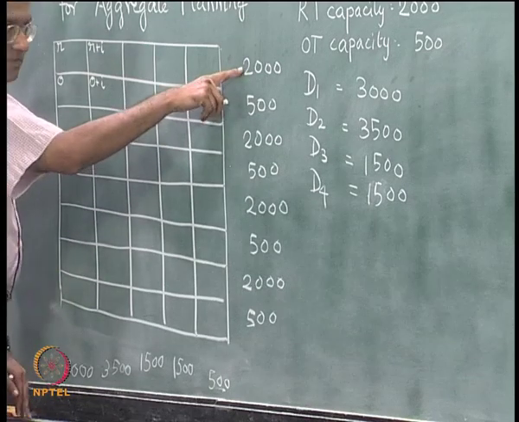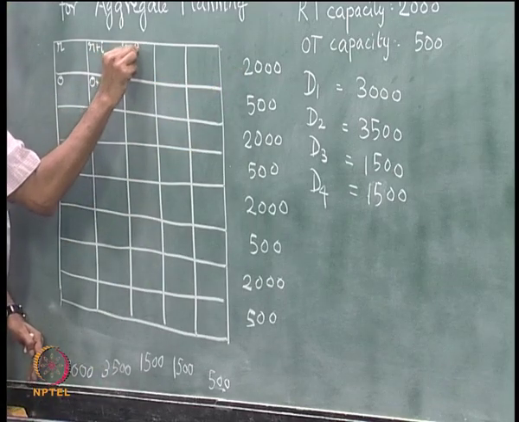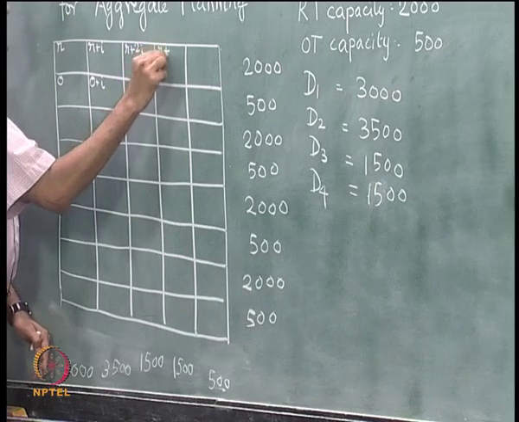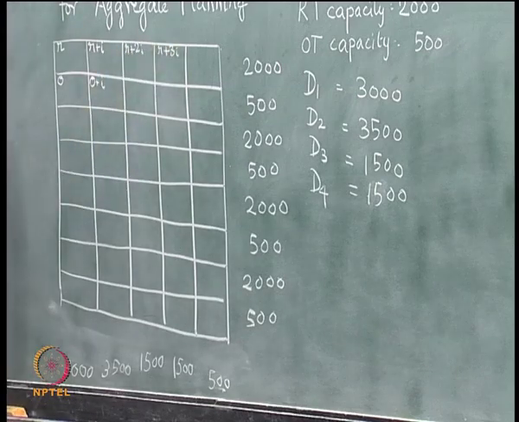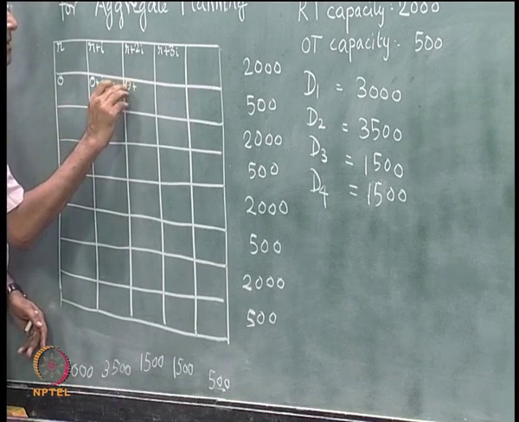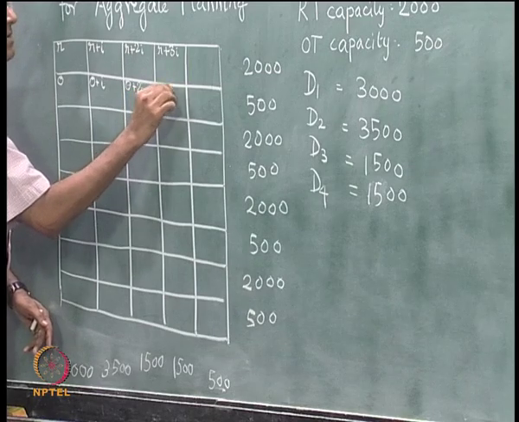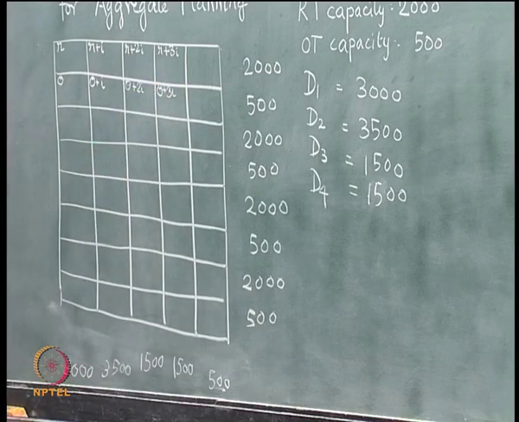Similarly, if I use the first month's regular time to meet the third month's demand, it will become R plus 2I, and this will become R plus 3I. Similarly, this will become O plus 2I, and O plus 2I will become O plus 3I.